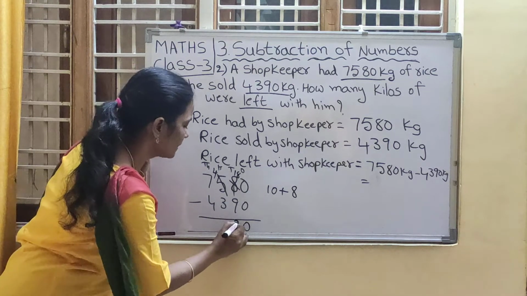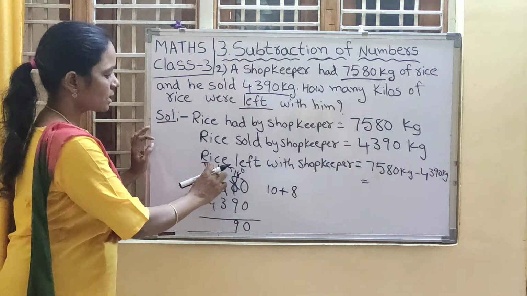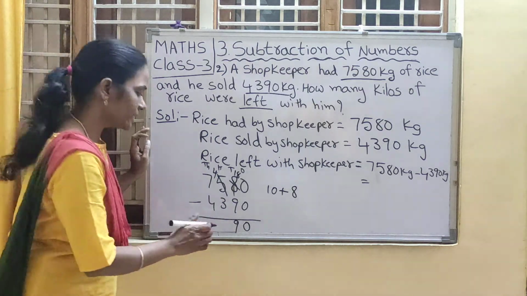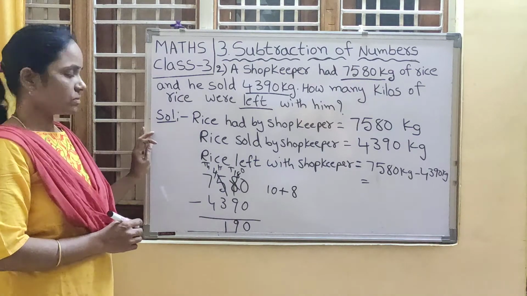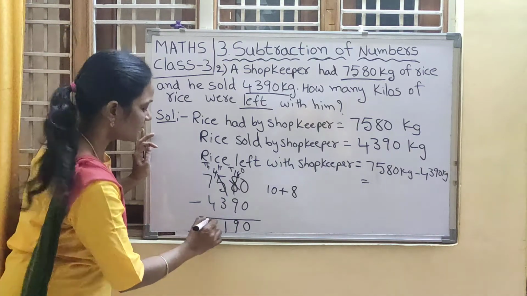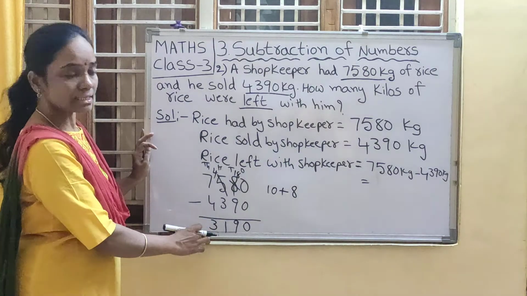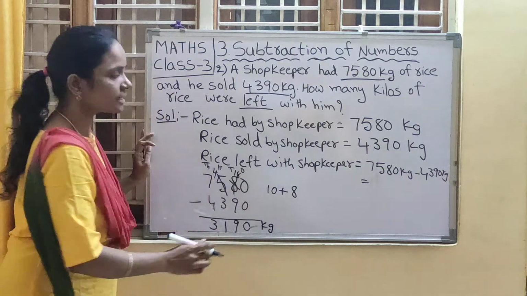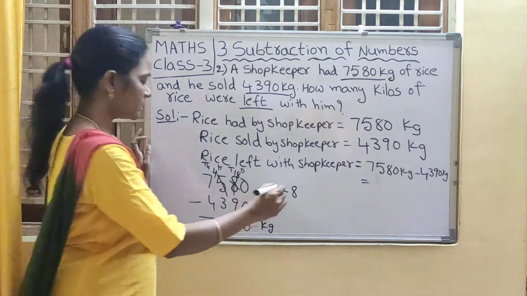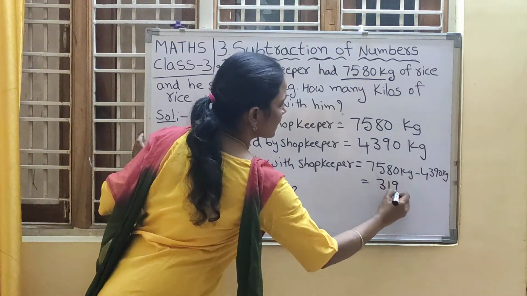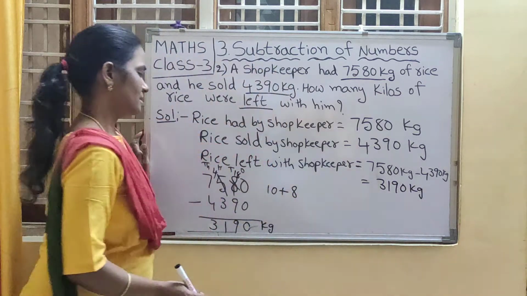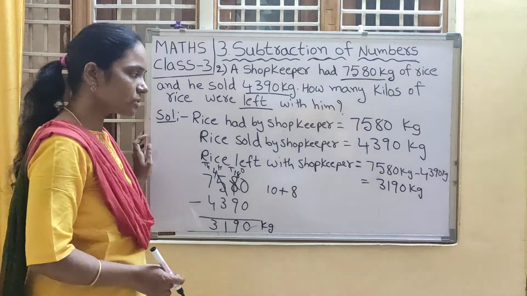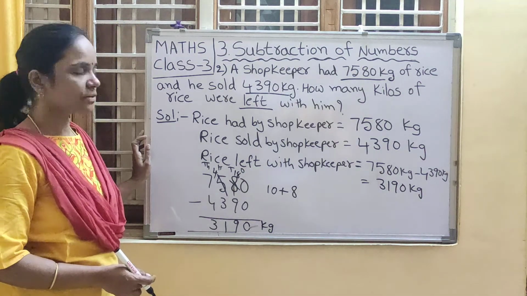Very good, 9. Okay. Now coming to the hundreds place, 4 minus 3, how much, children? Very good, 1. Now 7 minus 4, 3. So what is the answer, children? 3,190 kgs. After the number, just write down kgs. Okay. So what is the answer? 3,190 kgs. So how much rice was left with him? 3,190 kgs of rice were left with him.